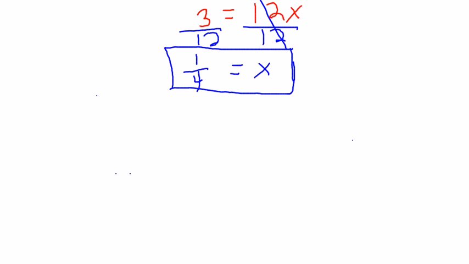Alright, let's try one more. Okay, this equation is a bit more involved, but let's break it down step by step. We have negative 3x plus 4 minus x equals 12 minus 2x.